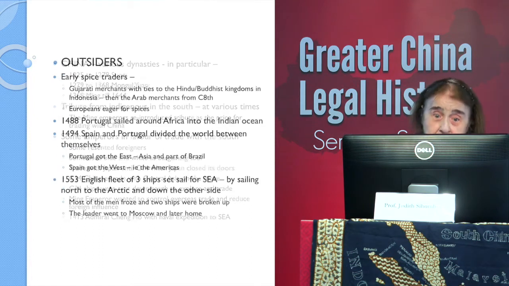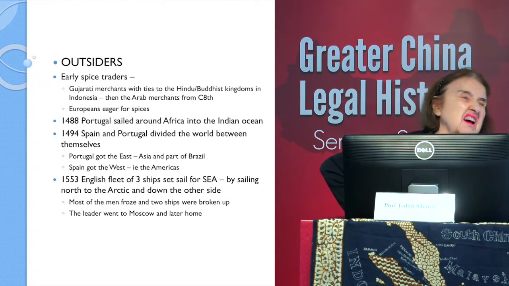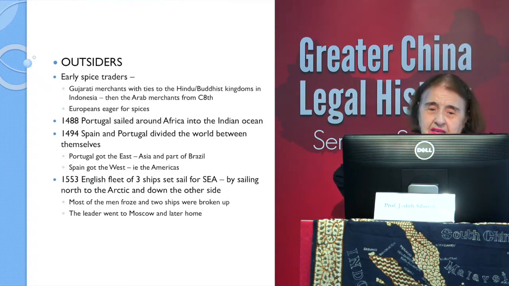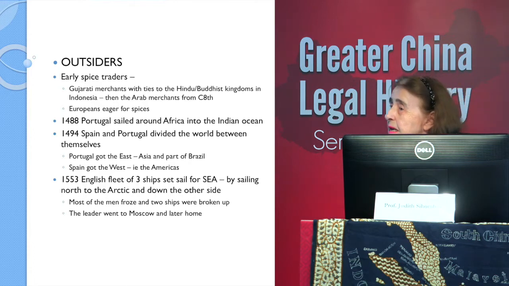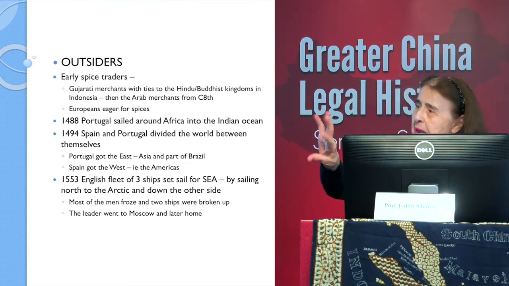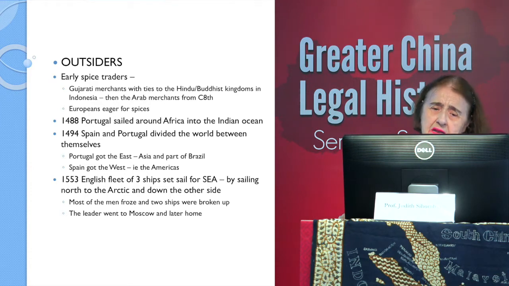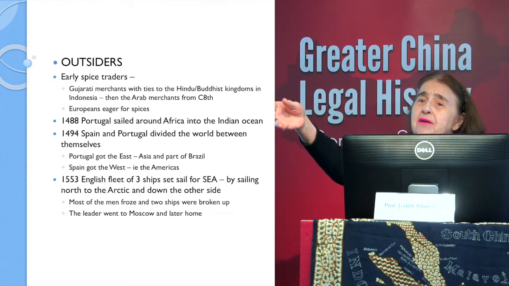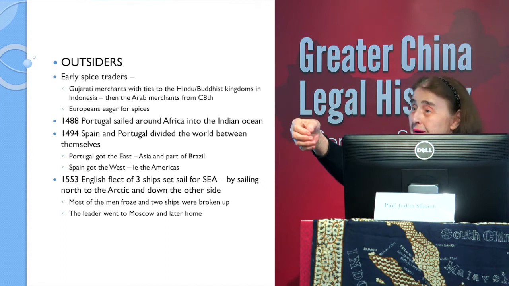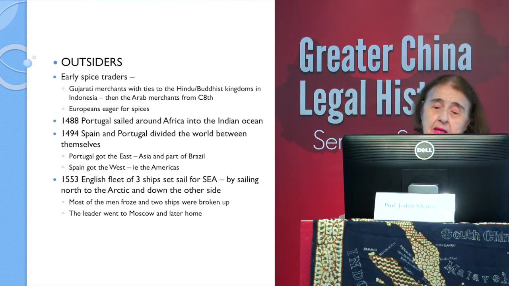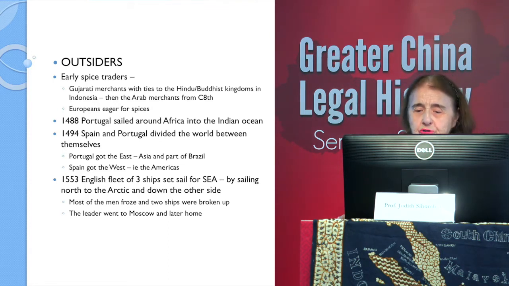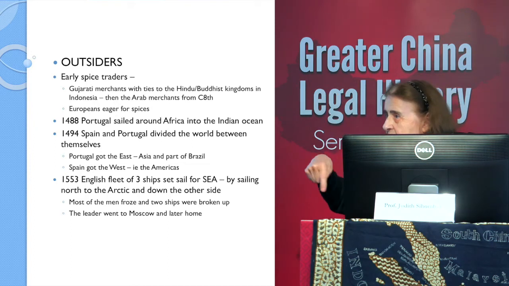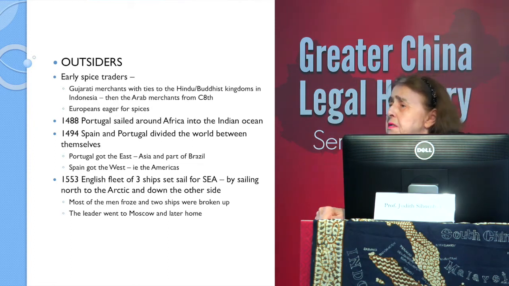No? All right. Okay, now here we've got the outsiders. We don't like them. Gujarati from India. They had big contact with the spice market. The Arab merchants coming from Constantinople came down also. And then the Europeans started. Now they had awful problems. In 1488, Portugal sailed around Africa into the Indian Ocean. When was the Suez Canal built?